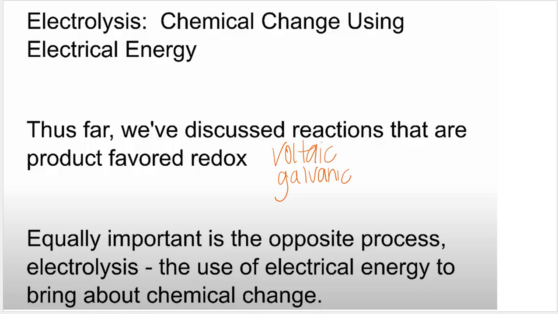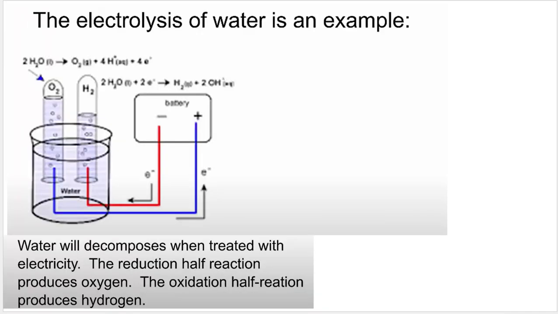So our definition of electrolysis: using chemical change from electrical current, the opposite of spontaneous, occurs in the process of electrolysis. So the opposite process, the use of electrical energy to bring about chemical change. So for example, water can undergo electrolysis and decompose. When water decomposes, it decomposes into its elements H2 and O2.